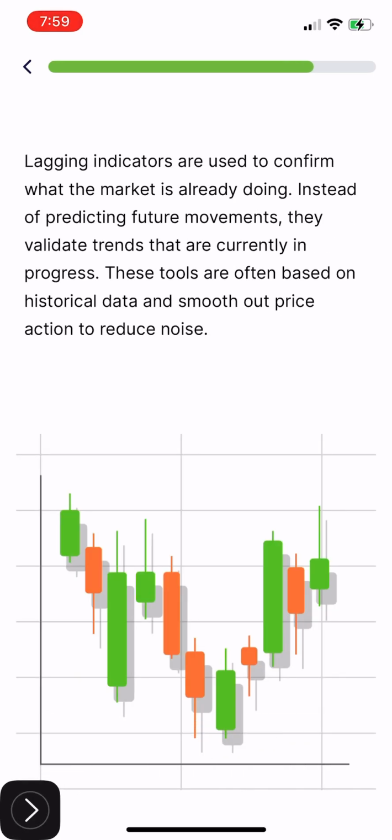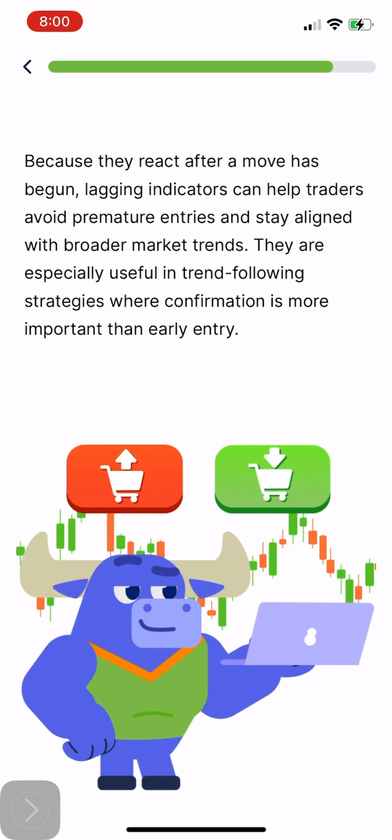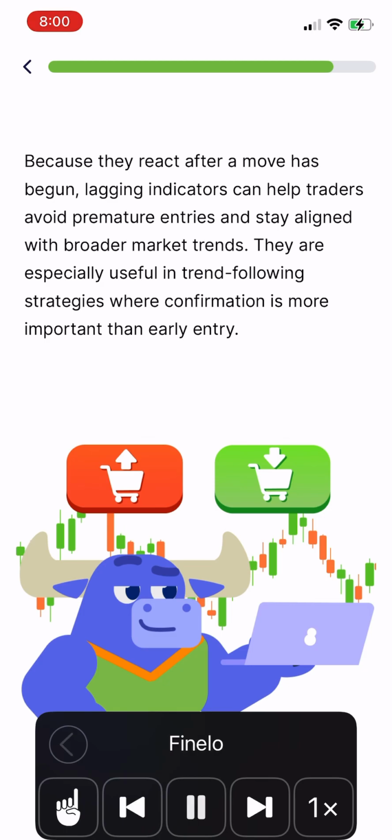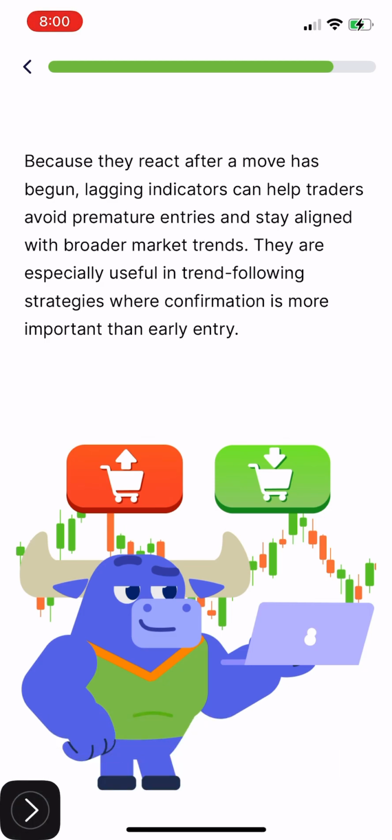Lagging indicators are used to confirm what the market is already doing. Instead of predicting future movements, they validate trends that are currently in progress. These tools are often based on historical data and smooth out price action to reduce noise. Because they react after a move has begun, lagging indicators can help traders avoid premature entries and stay aligned with broader market trends. They are especially useful in trend-following strategies where confirmation is more important than early entry.